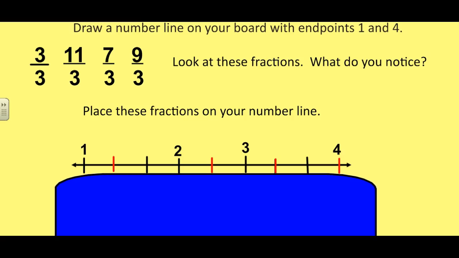Okay, so my number line was a little bit off, so I had to fix it to where it had 3 different sections between each whole number, and I still made it a little bit off, so let me fix it again.